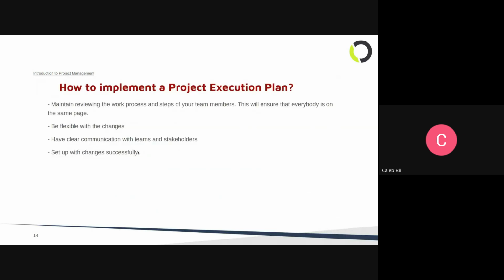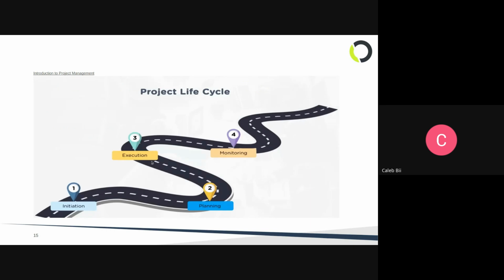Any questions regarding the execution phase? This marks the end of the project execution phase. Now we will be moving on to the project monitoring phase. I'll pause there for any questions. Anybody with a question regarding the project execution phase? Okay, sorry about that. So nice. I believe there are no more questions.